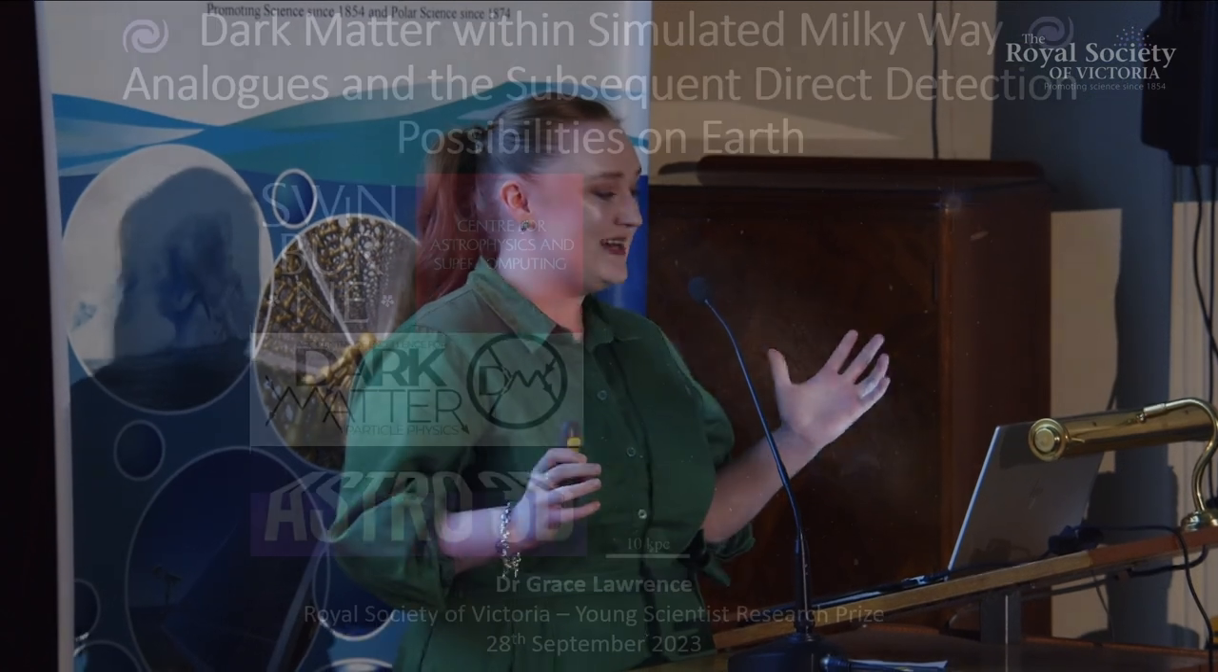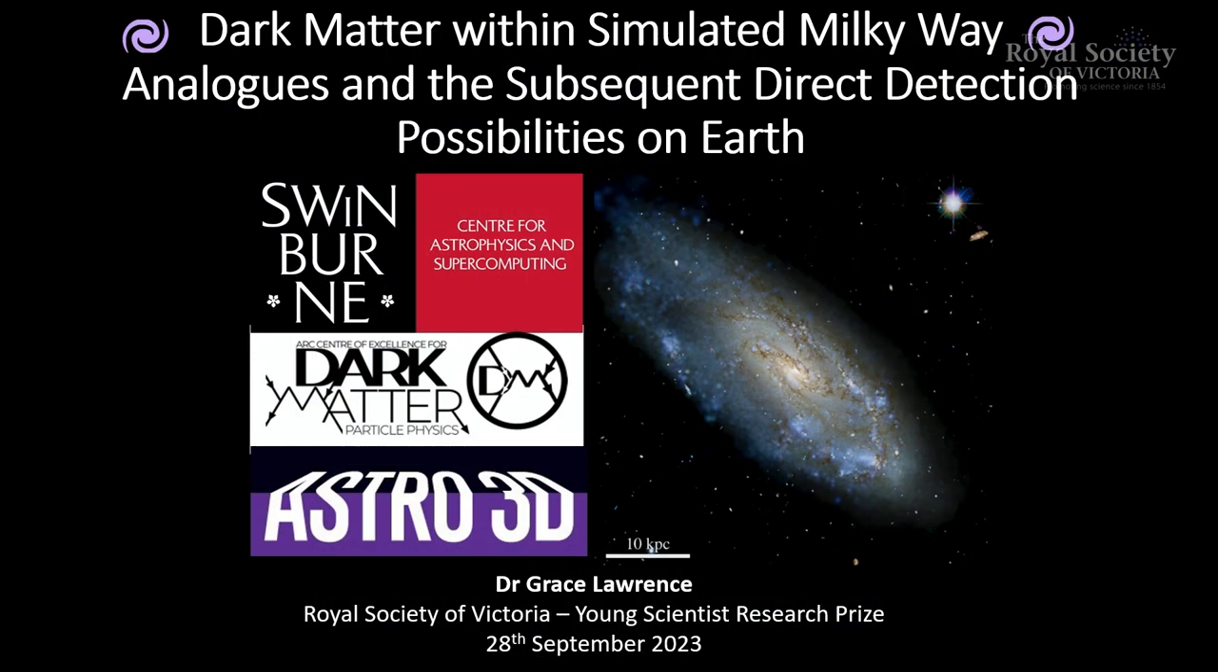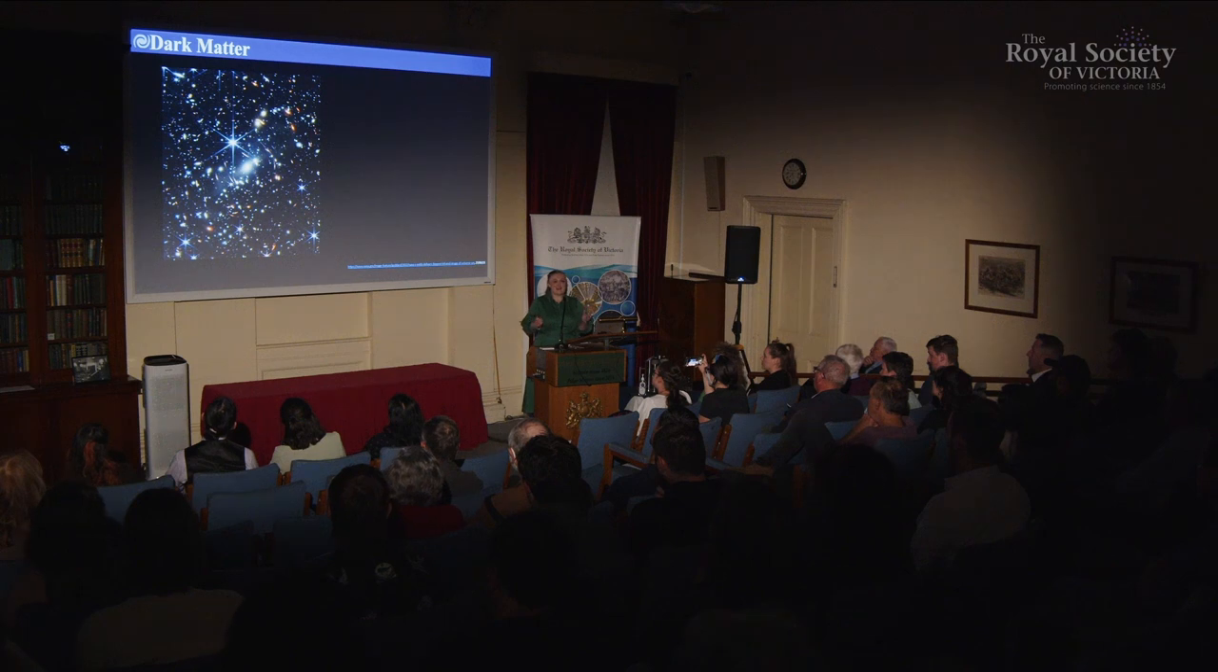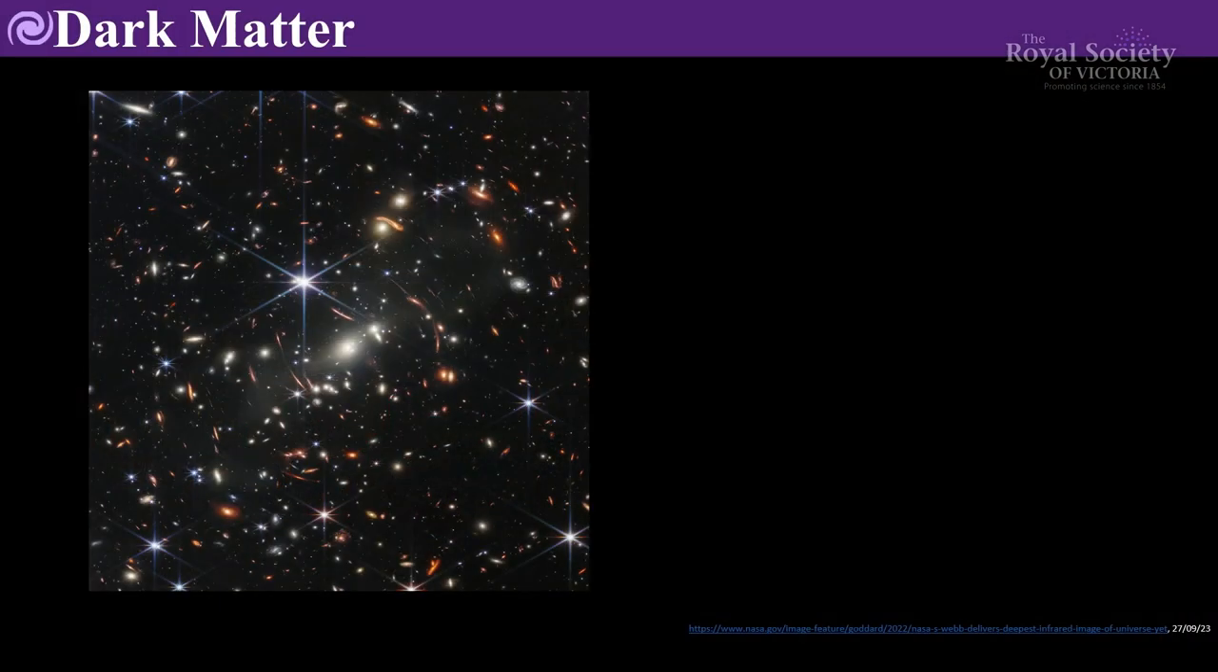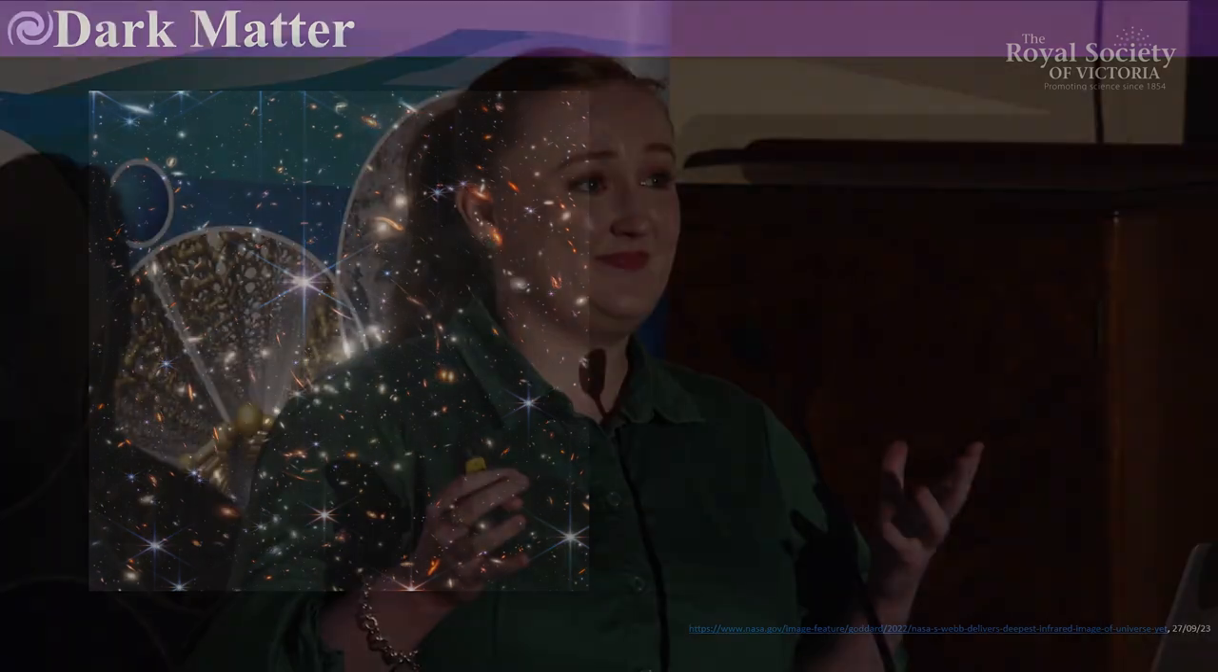It's a bit of a mouthful, but my thesis is titled dark matter within simulated Milky Way analogues and their subsequent direct detection possibilities on Earth. If we go outside right now and look up at the night sky with our eyes or maybe with a telescope, we might see something that looks like this. This is from JWST, so not quite this good, but you'd see something similar. And it's kind of difficult to comprehend just how much light you see. The sky seems fit to burst with these beautiful twinkling lights.